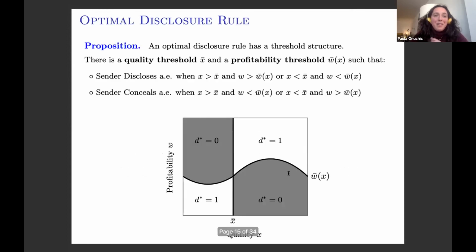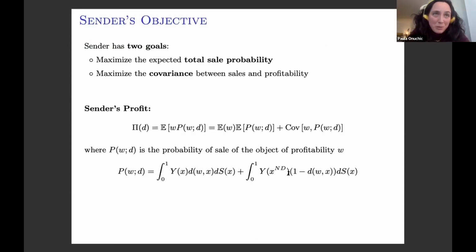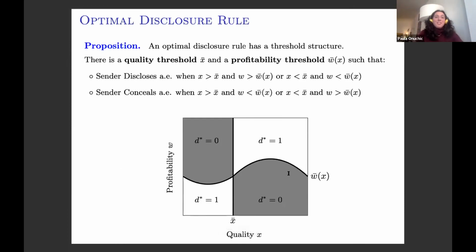Okay, so now let me tell you what my optimal disclosure rules look like. Here's my main proposition. The optimal disclosure rule is going to have a threshold structure. In particular, there's going to be a quality threshold, a certain number X bar, and a profitability threshold, W bar, such that the sender is going to choose to disclose a realization whenever both the quality and the profitability are above the threshold, or both the quality and the profitability are below the threshold, and not disclose otherwise.